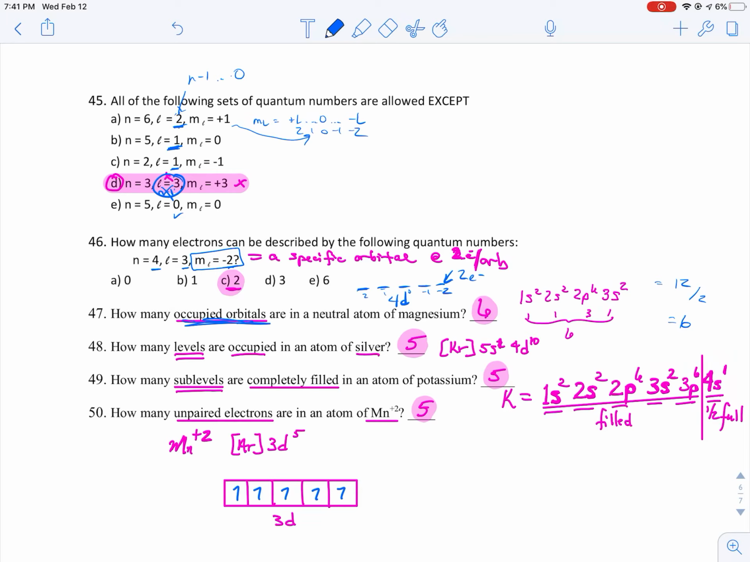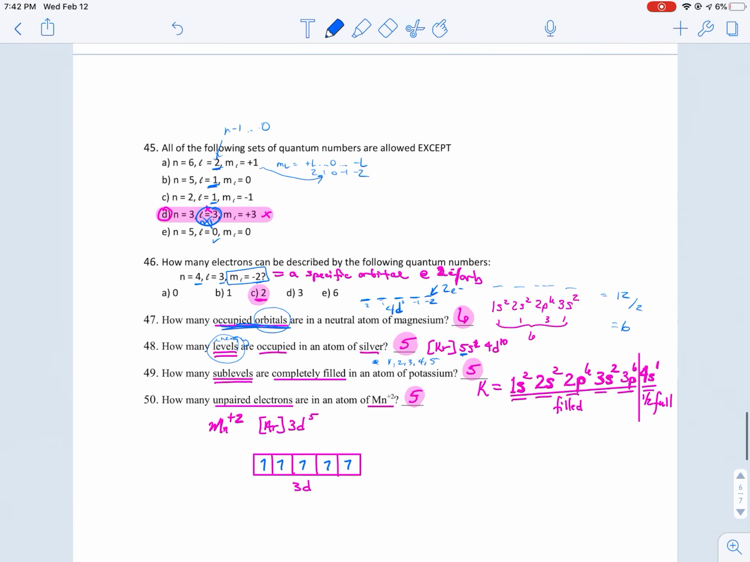How many levels are occupied by silver? So this one up here said orbitals. That's talking about the little lines, right? So this was a line, that was a line, that had 3 lines, and then that had a line. This is talking about levels. So this wants to know how many energy levels. And if you look, it goes all the way out to the 5. It doesn't go any higher than the 5. So it has the n equals 1 energy level, 2, 3, 4, and 5. So it has a total of 5 energy levels.